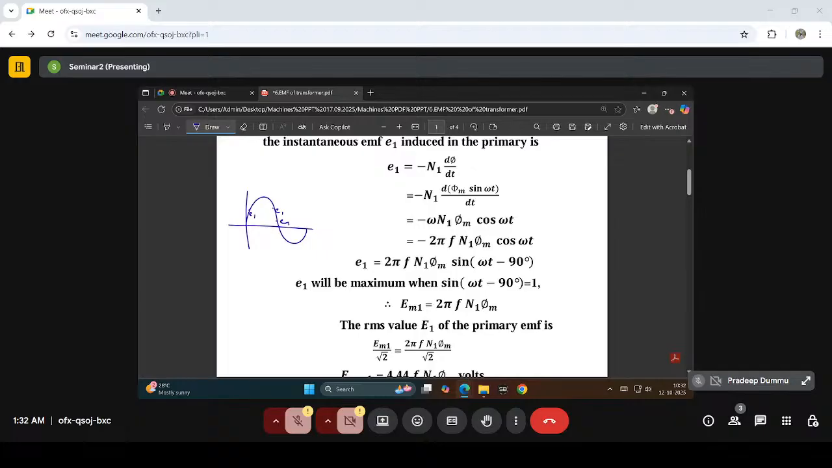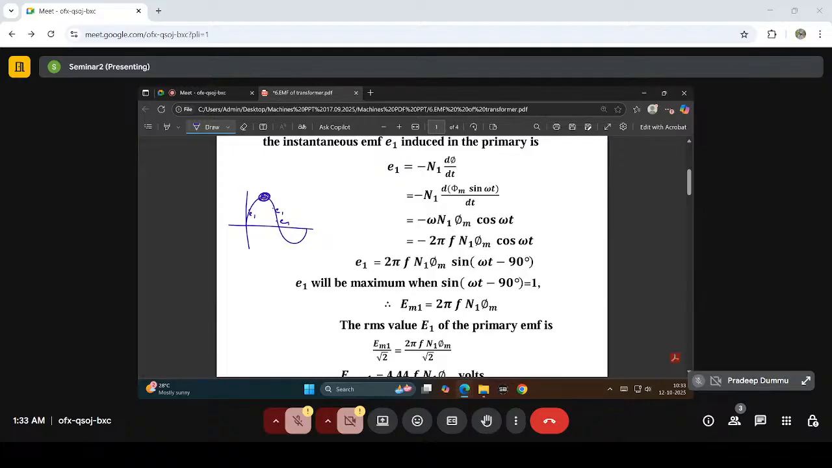But you see the diagram, it will reach the maximum value or not? Where does it reach? When does this maximum value reach? When sin omega t minus 90 is equal to 1, then it will reach the maximum value. It definitely reaches the maximum value at one point, where sin omega t minus 90 is equal to 1.